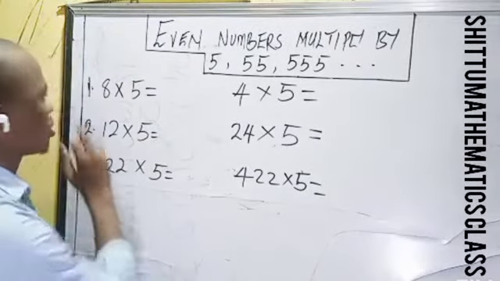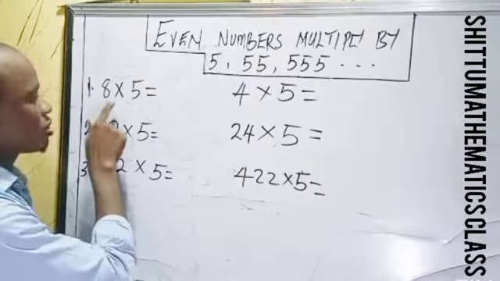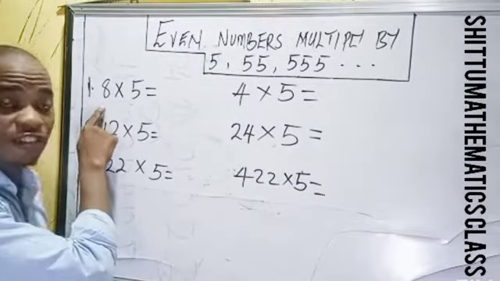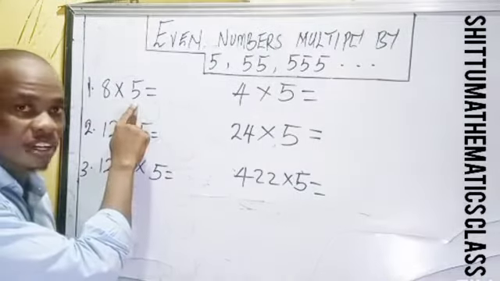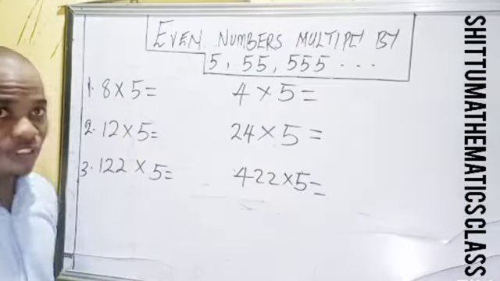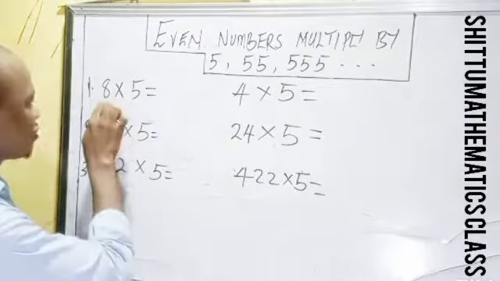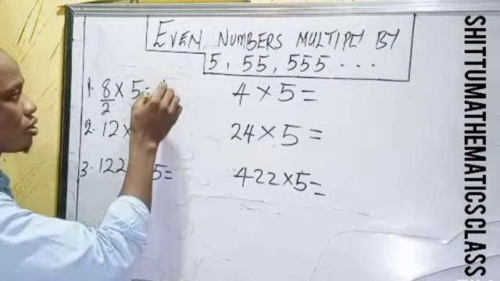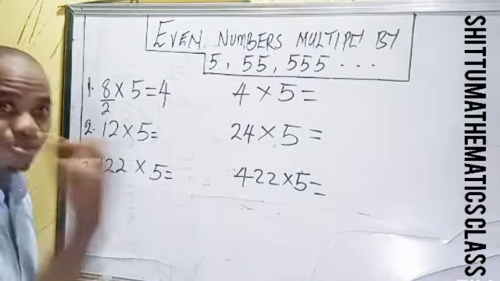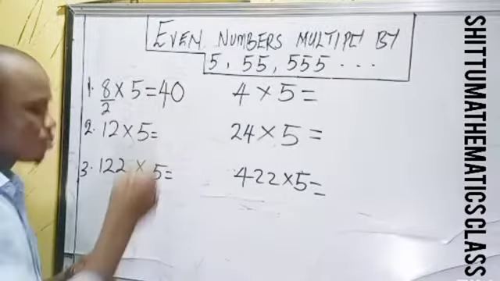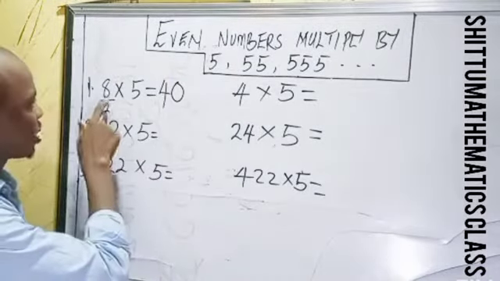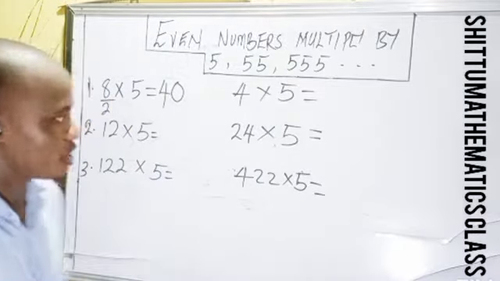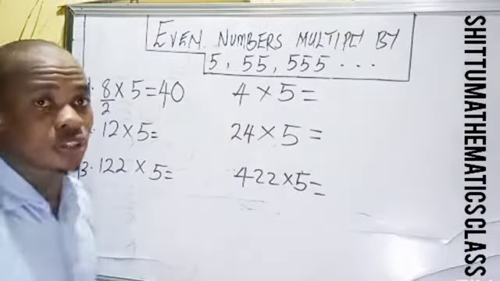So I want you to follow me and see what we are going to do now. Let's start from here. I have 8 multiplied by 5. You can see that the 8 is an even number, and you are multiplying this by 5. From what I said before, we just divide this one by 2 and that gives us 4. Then what is the next thing to do? You add 0 to the 4. So 8 by 5 gives us 40.